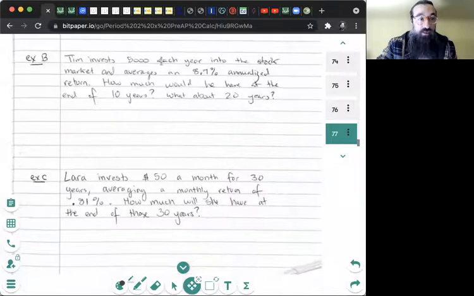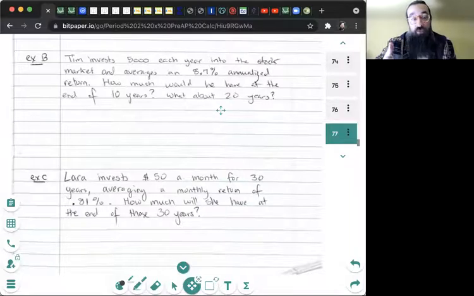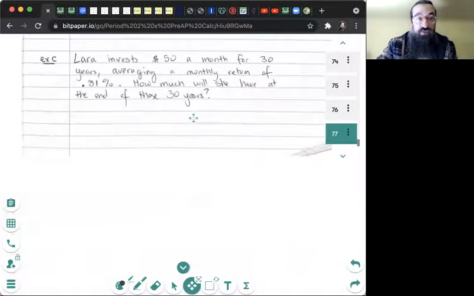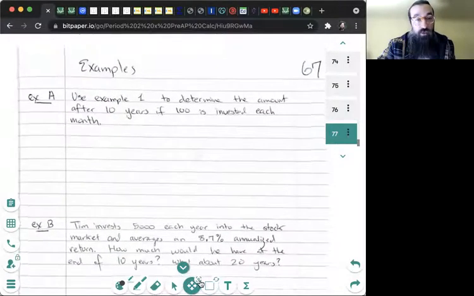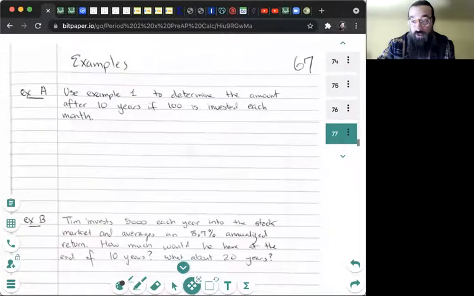Example B, Tim is investing $5,000 each year. So this is each year. The average return is 8.7%. How much would he have at the end of 10 years? What about 20 years? So same formula, make sure you find how much it is after 1 year. That's your initial amount, remember. And example C, Laura invests $50 a month for 30 years, averaging a monthly return of 0.81%. Remember, make sure you understand that's 0.81%. How much will she have at the end of those 30 years, right? So make sure you get these down and get working. Reach out with questions you have about this.